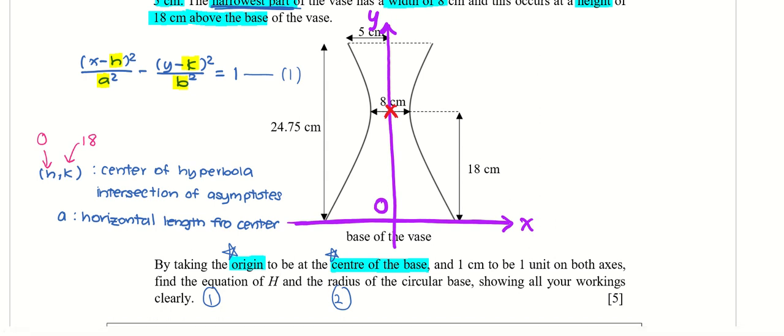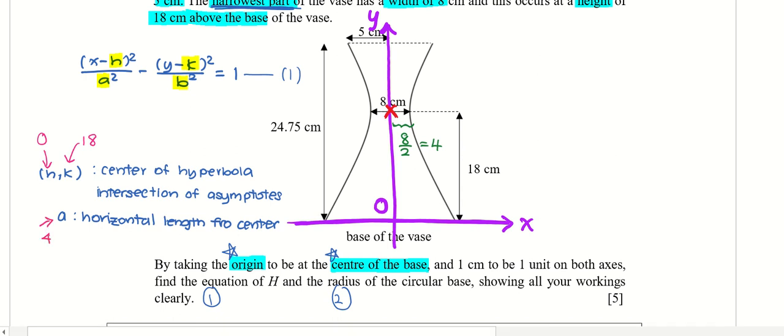So if I have to mark out in green, this is my center to my narrowest part. So this will be the length from the center. In this case, agree with me, it will be given by 8 divided by 2, which will be 4. So therefore, I can fill in my a as well, which is 4 in this case.